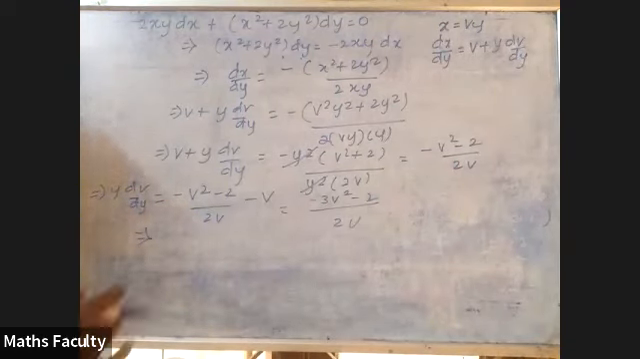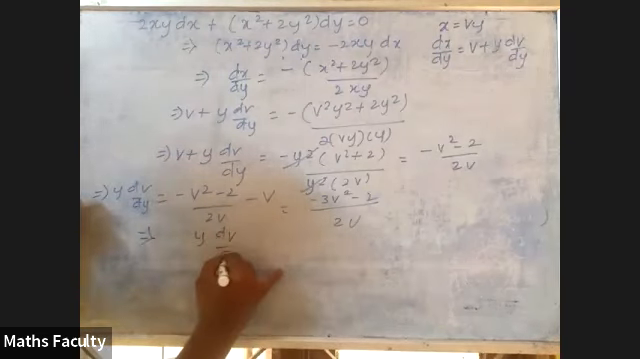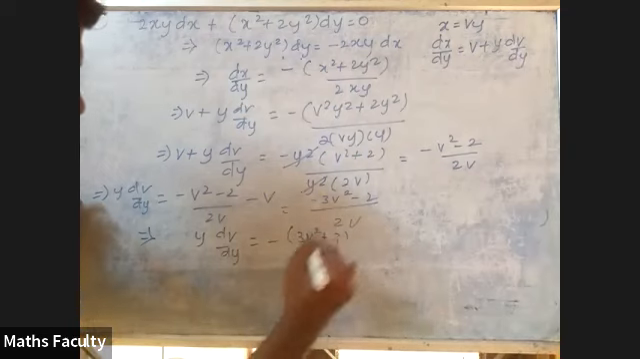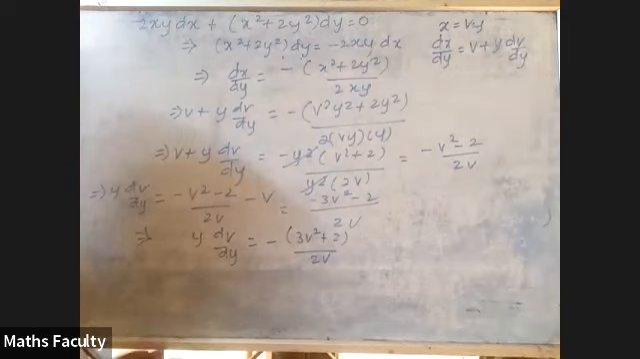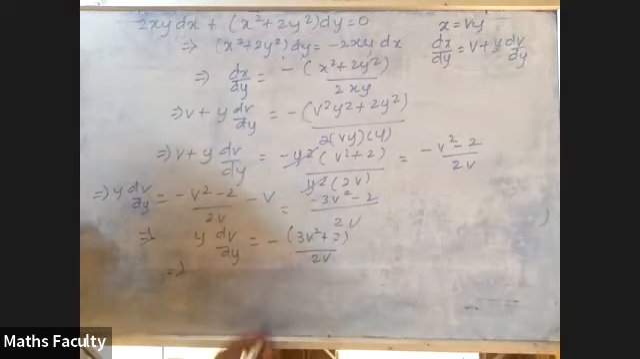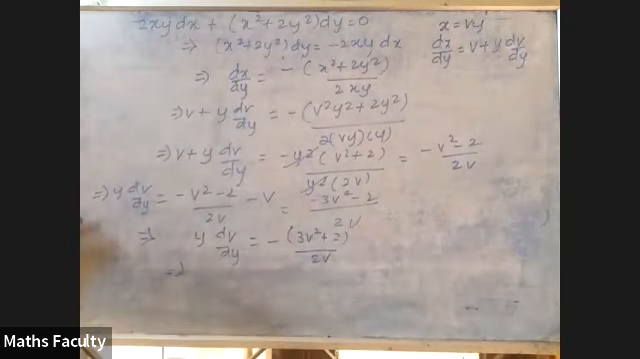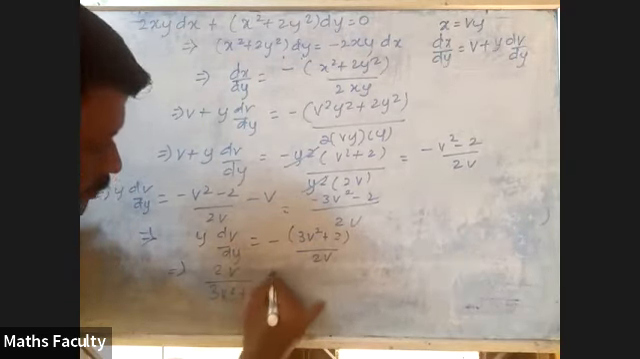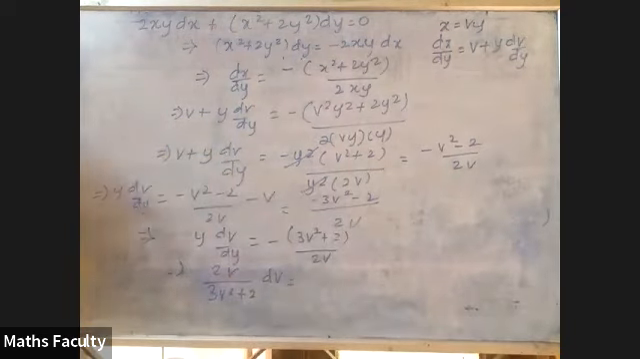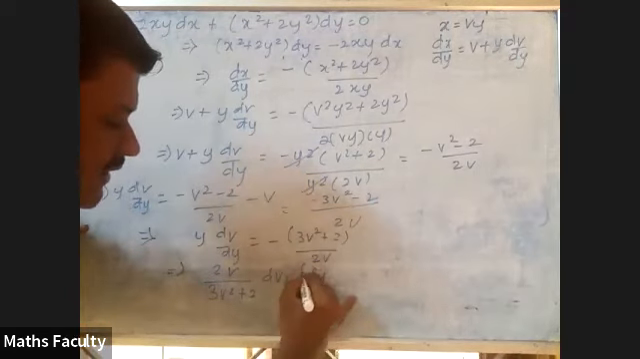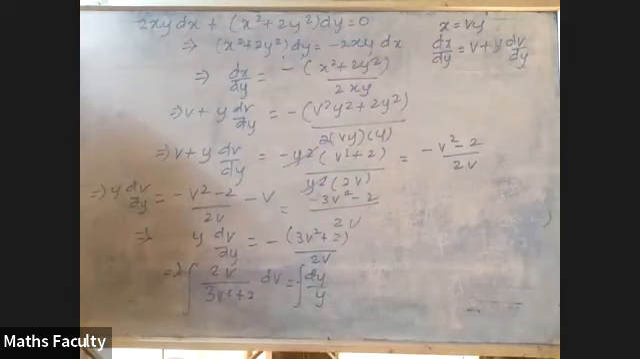Now we can make the variables separable. Before that, y dv by dy, let us take minus common. We get minus 3v square plus 2 divided by 2v. Separating, we have the variables v and y. So I can write 2v divided by 3v square plus 2 into dv on one side, and on the other side we bring the y term, dy by y, with the minus already there. Now on both sides we have v and y, which means we have separated the variables.